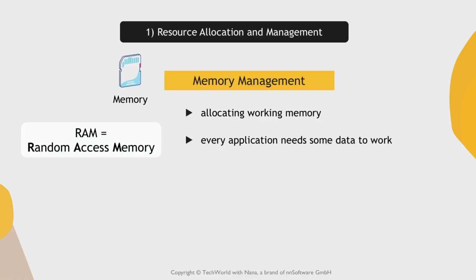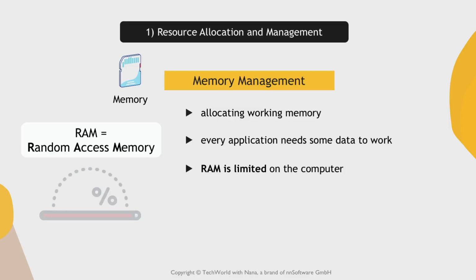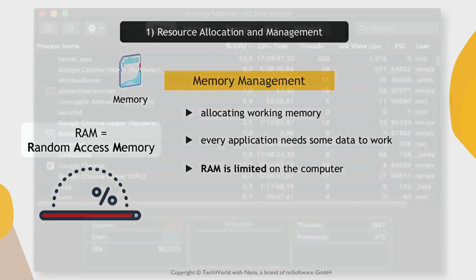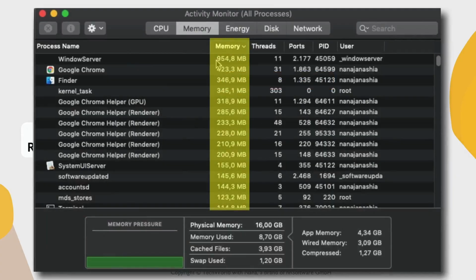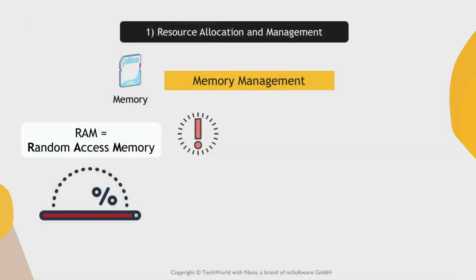You can't execute any program without allocating some memory to it. Now, working memory or RAM is actually limited on hardware. So if many processes are running on a computer, it may use up all the memory because each running or active process needs some memory. So what happens when you run out of memory on your computer?